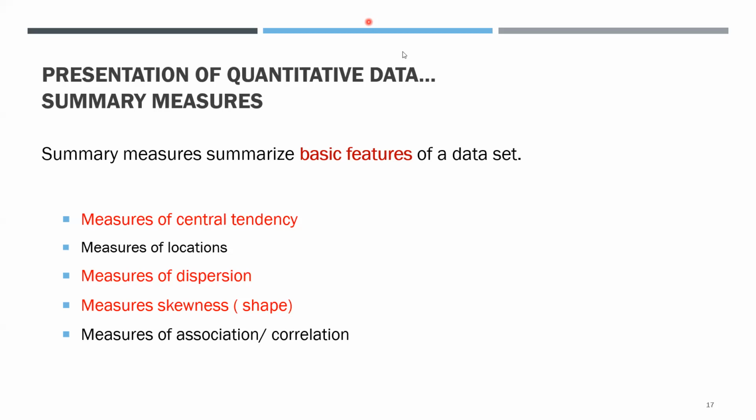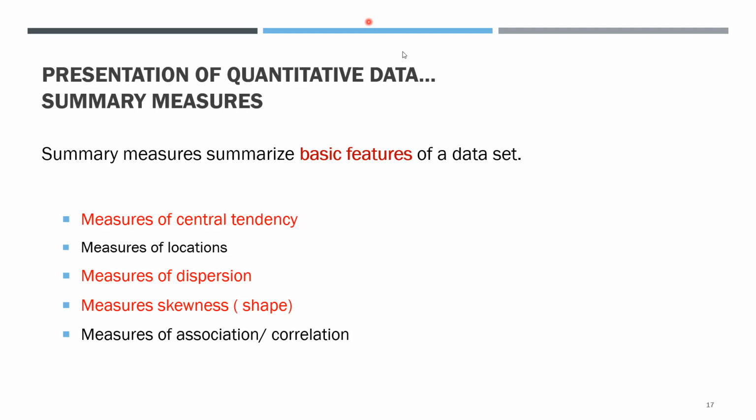And then the next important feature is measures of dispersion. How your data set is dispersed: whether the dispersion is high or low, if you want to see the variation.